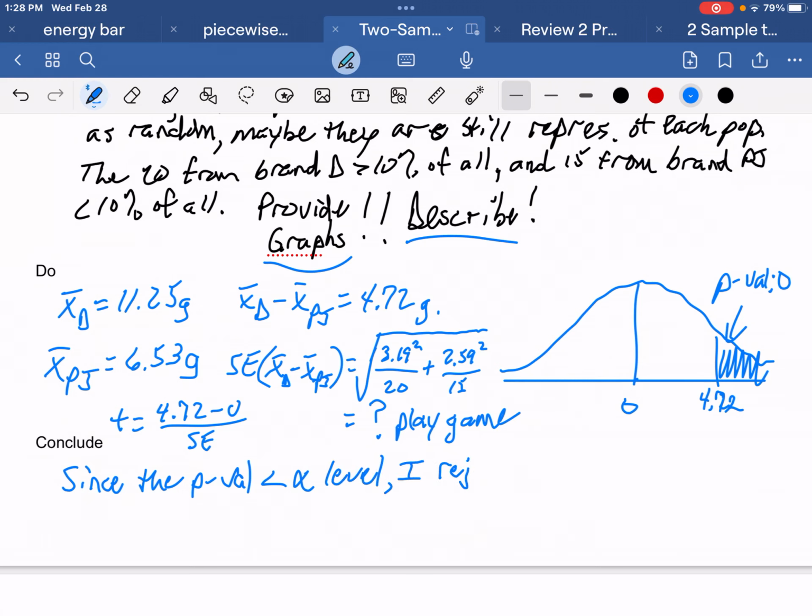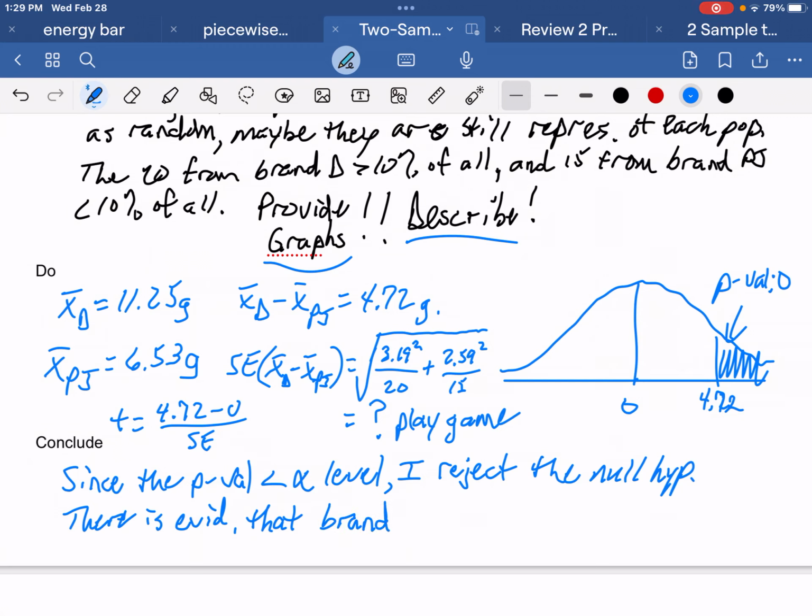There is evidence that brand D has higher saturated fat compared to brand PJ. And of course, I tend to like brand PJ a little bit better anyway, so kind of happy to hear that.